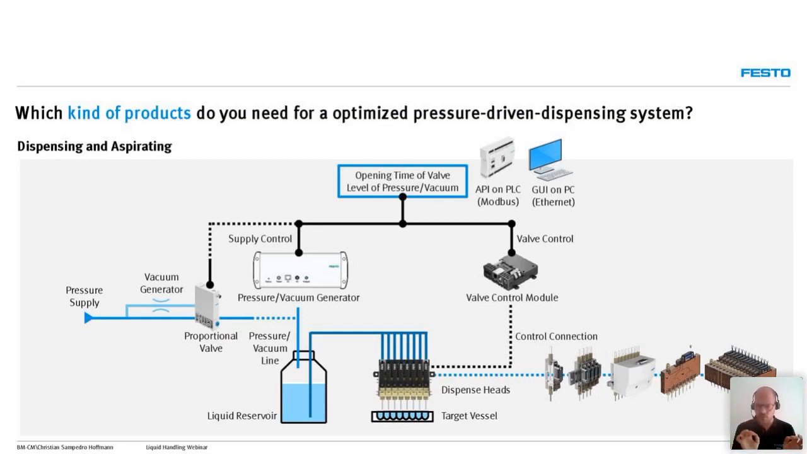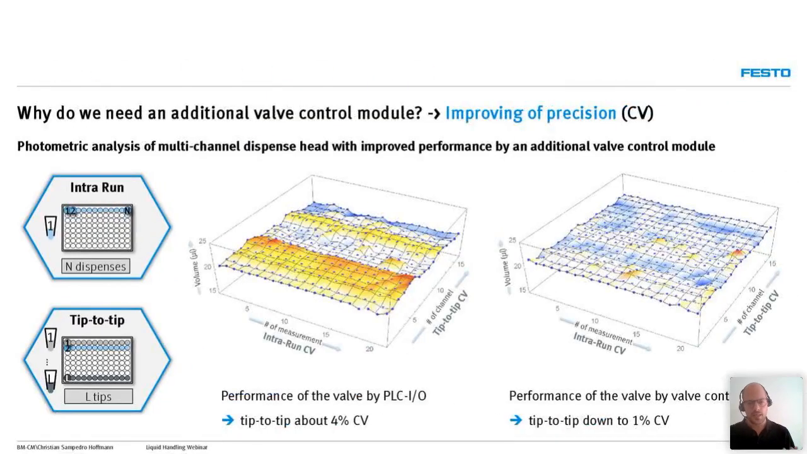Maybe you have to influence the opening time of each valve a little bit, so that not everything has the same opening time, because the length of the tubing and other things could play a role. And there we can also reach really nice values. We made some tests with a dispense head with 8 channels, 8 different valves, and we had a CV of about 4%.